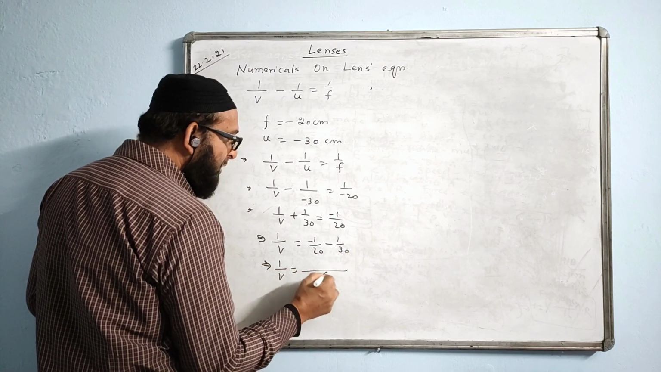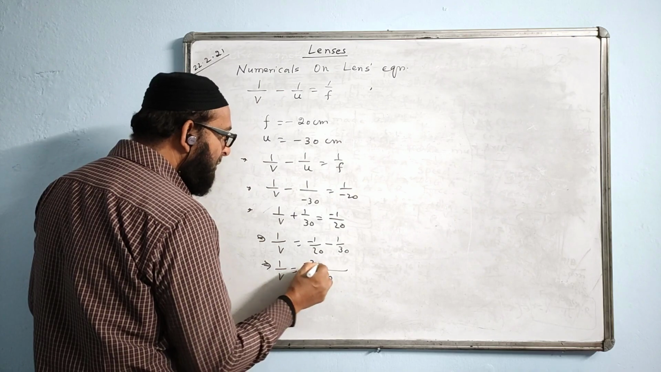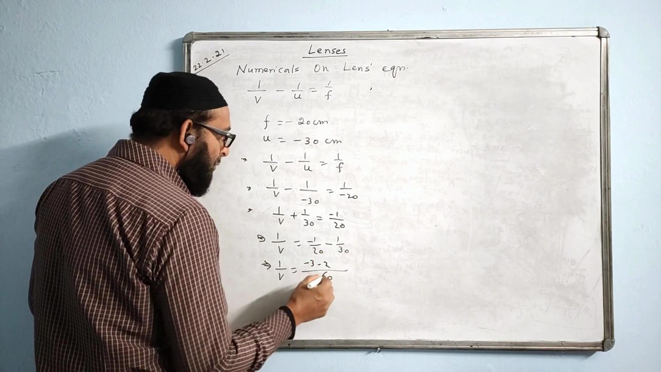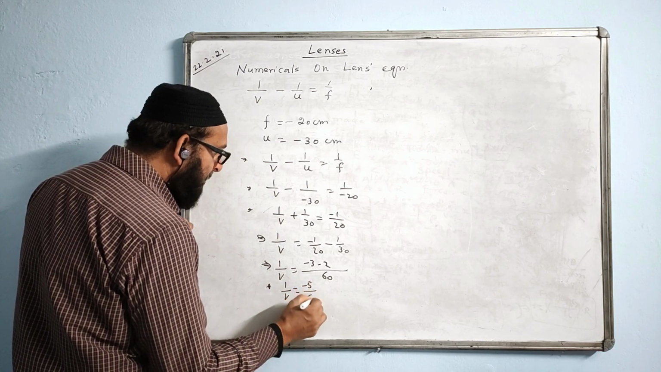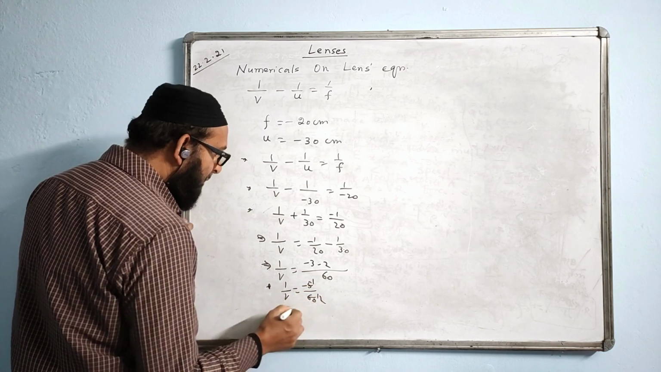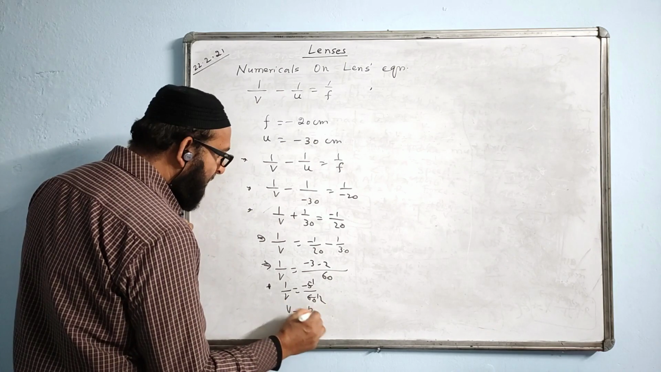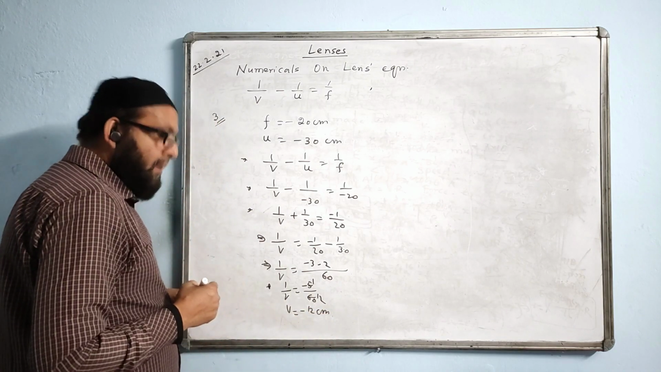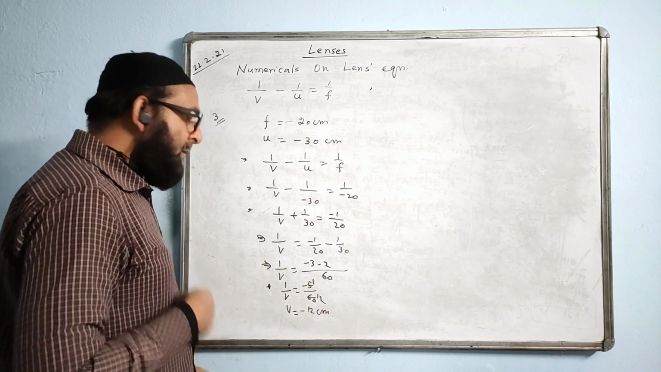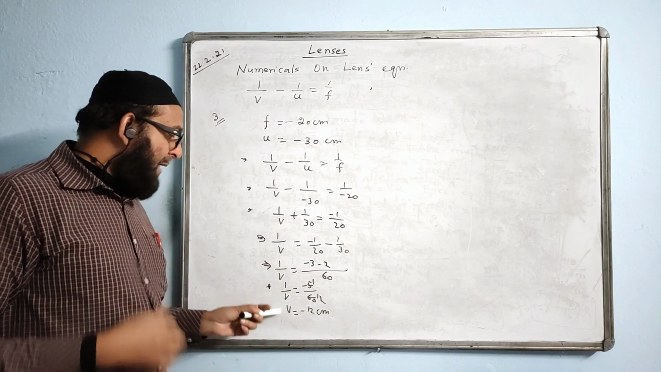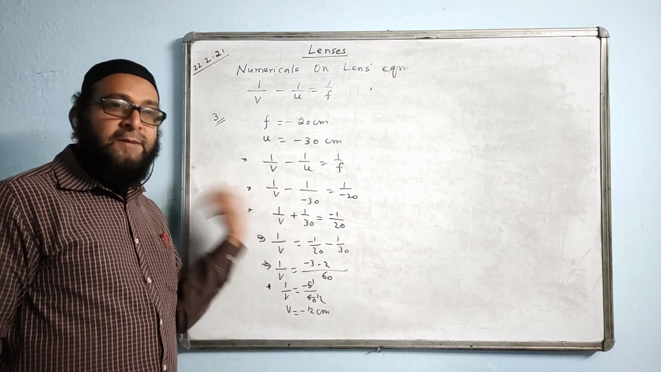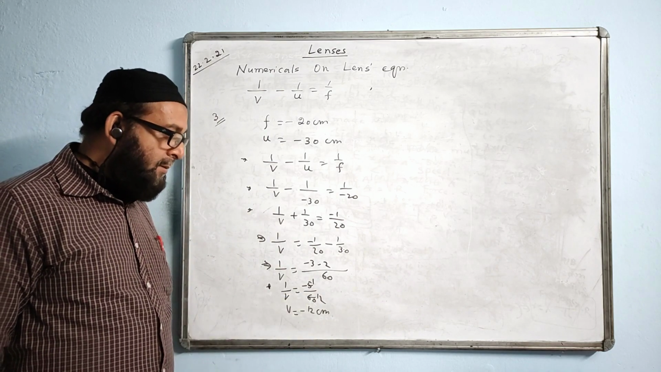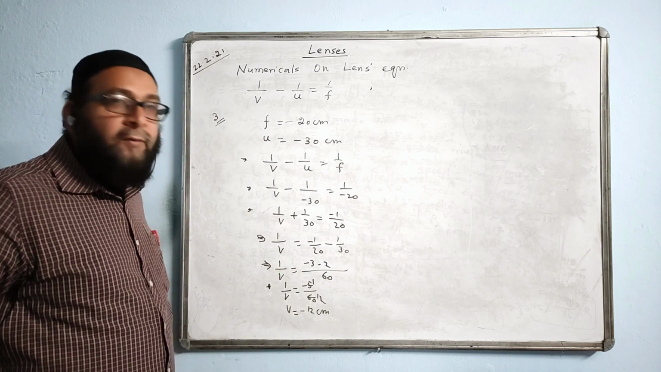The LCM of 20 and 30 is 60. The 20 threes are 60, so minus 3, and 30 twos are 60, so minus 2. You get 1 by V is equal to minus 5 by 60. 5 ones are 5, 5 twelves are 60. Therefore the V value is minus 12 centimeter. That is, the image is formed at a distance of 12 centimeter from the lens on the same side as the object. That is the position.